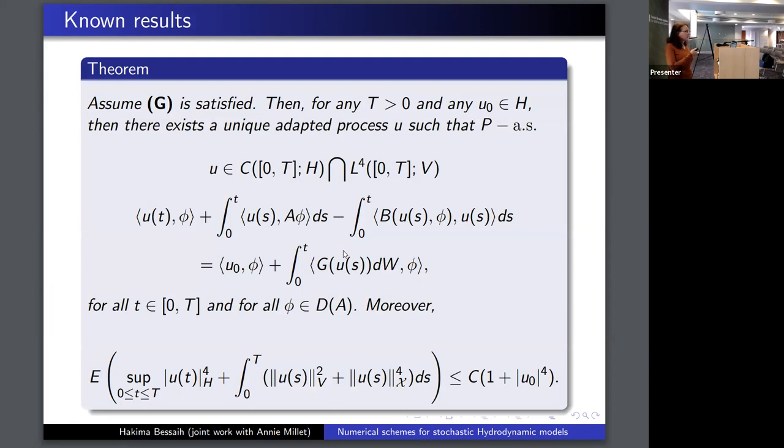It's a classical theory that under assumption G, and if the initial condition is just L2, then there exists a unique adapted process U, such that P-almost surely, it is continuous with values in H, intersection L^4 or L^p with values in V. And you can write the solution against the test function phi, which is in the domain of A, and you have very nice estimates in expectation, and everything works.